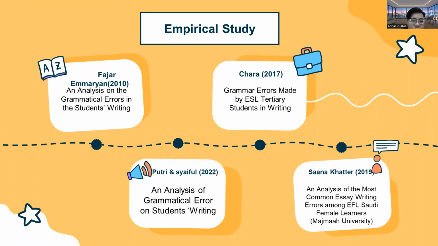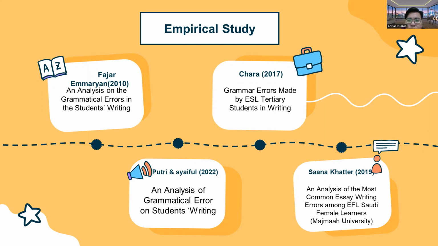And the first is Fajar MR 2010. It is an analysis of grammatical error in student writing conducted by Fajar. It aimed to identify and analyze the types and sources of grammatical errors made by the students in their writing. The study was conducted at a senior high school in Indonesia and involved a total of 40 students as participants.